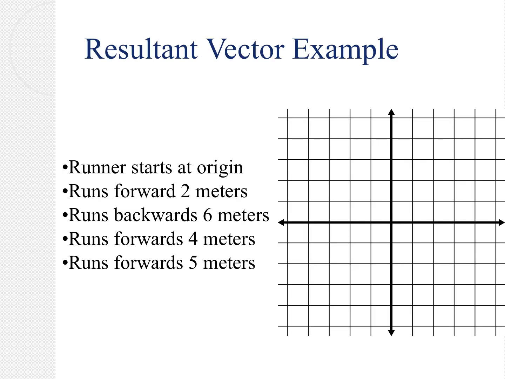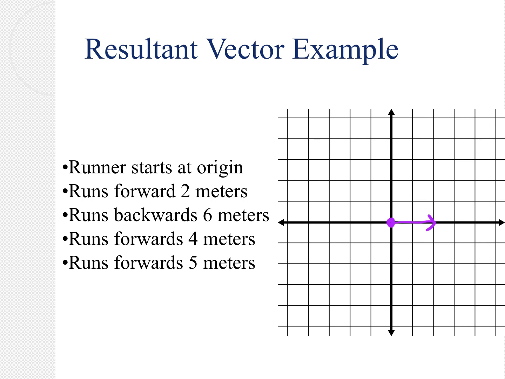So let's go ahead and start looking at a resultant vector example. This example is just a runner that is moving forwards and backwards. That's it. So they're stopping and starting, turning around, moving back, whatever they're doing. But we're going to start at the origin. Our person's going to run forward 2 meters, then backward 6 meters.